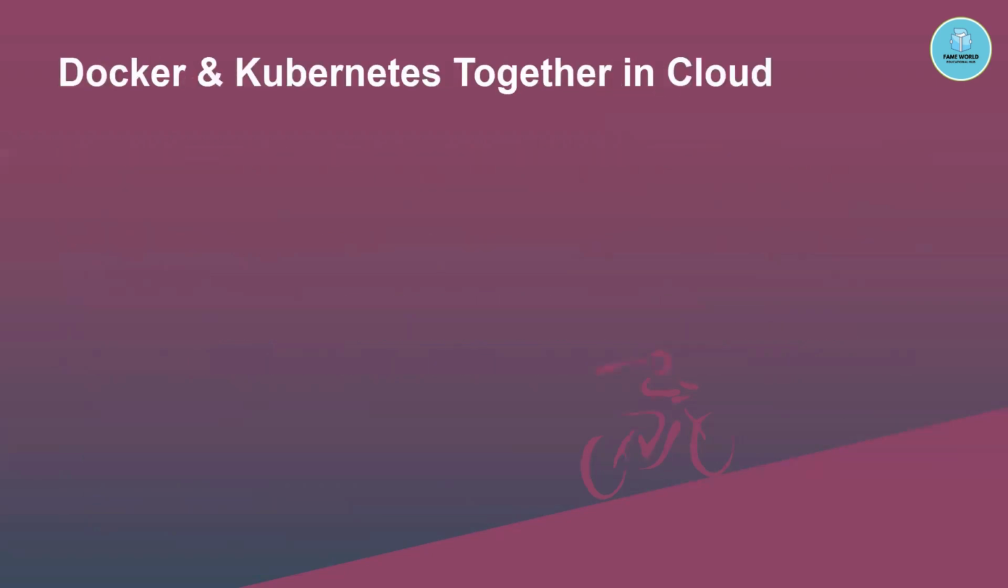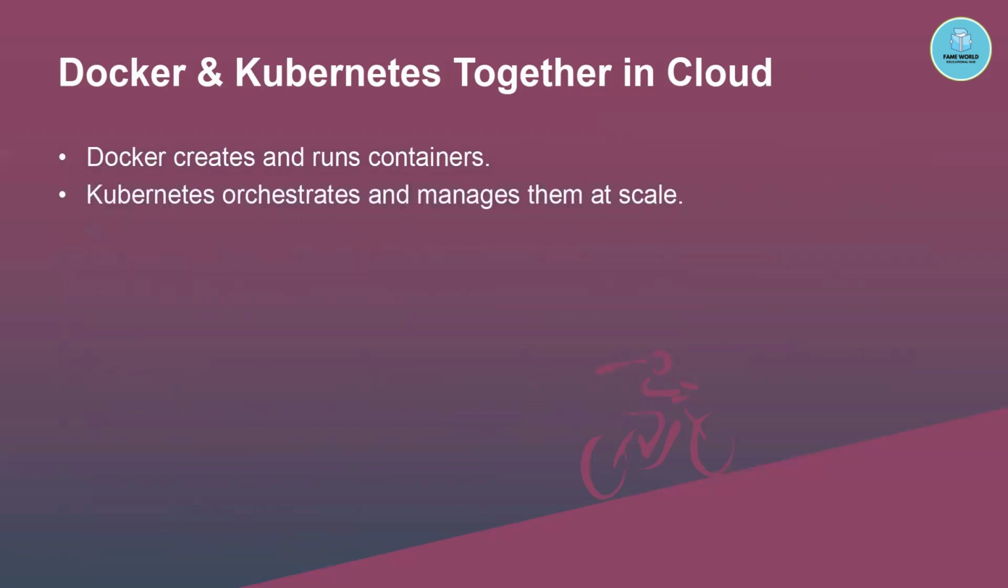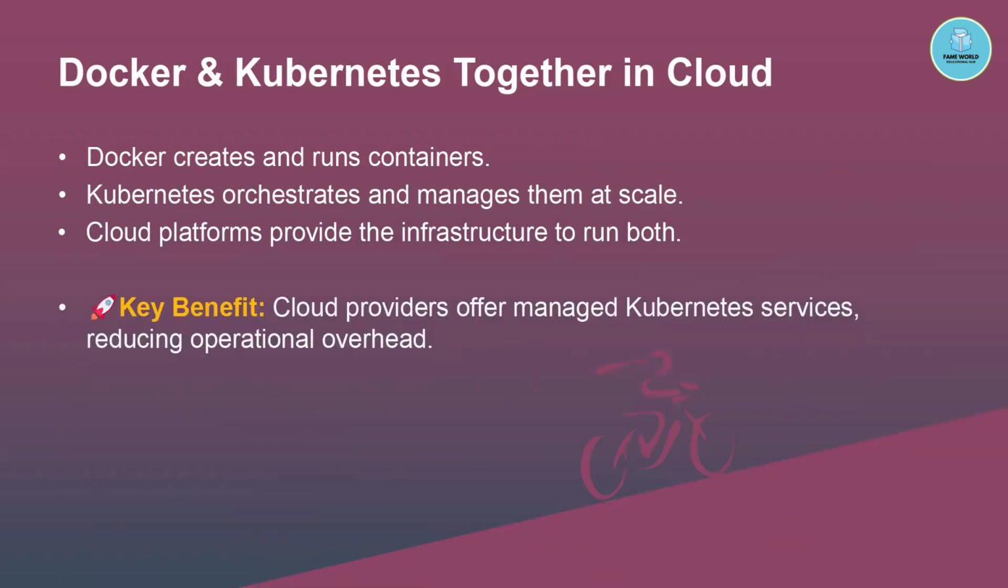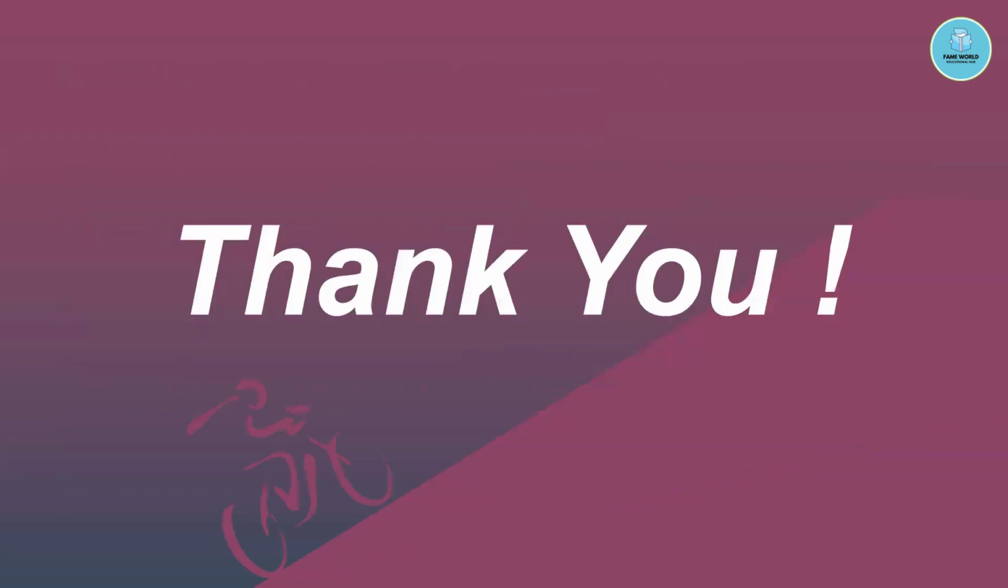Now Kubernetes and Docker together in the cloud. Docker creates and runs containers. Kubernetes orchestrates and manages them at scale, at a level. Cloud platforms provide the infrastructure to run both, because, as I have already talked about, whether it is AWS, Microsoft Azure, or Google Cloud Platform, all of them provide us the facility to run the Docker application or the Kubernetes application. Providers offer managed Kubernetes services, reducing operational overhead also.